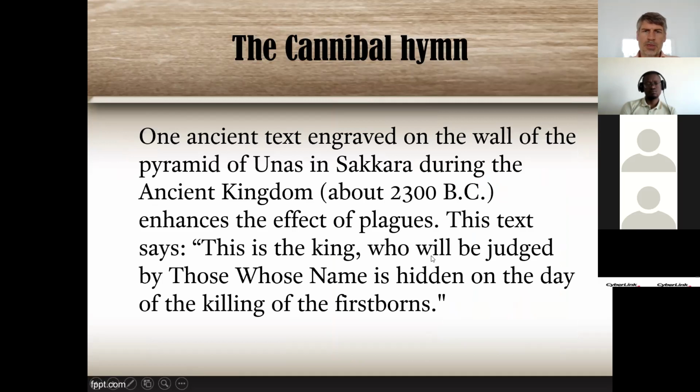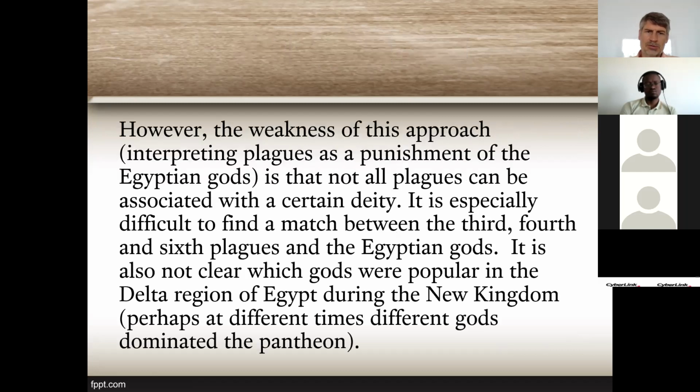Yes. One text, the Cannibal Hymn, a very famous Egyptian text, says that it was a kind of prediction. This is the king who will be judged by those whose name is hidden on the day of the killing of the firstborns. Of course, it's a very, very old text, like 1,000 years before what happened during the Exodus. So we cannot say exactly what the meaning of this text is, but it's very interesting that some kind of predictions were made about the death of the firstborns.